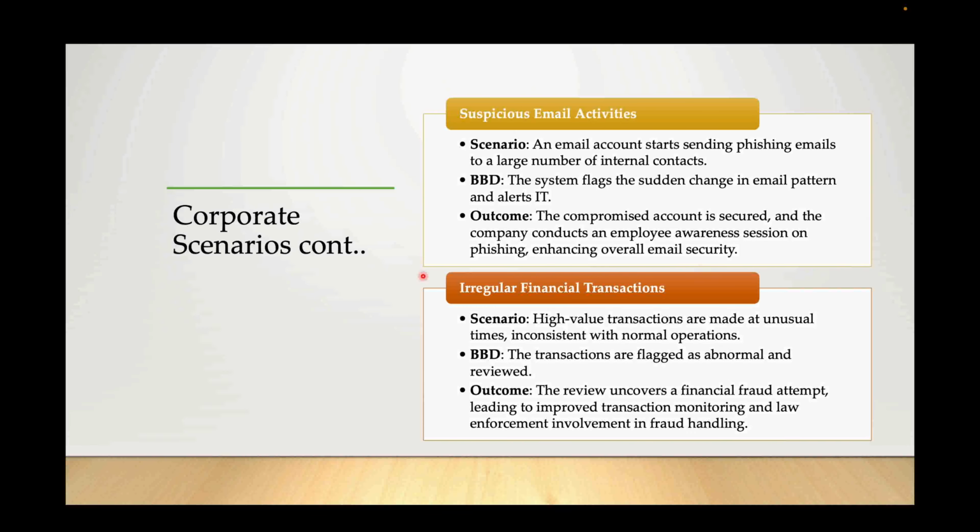enhancing overall email security. And the last one here, irregular financial transaction scenario. High value transactions are made at unusual times, inconsistent with normal operation. So what the system will do in this case? Well, this particular transaction will be flagged as abnormal and will be reviewed by someone. The outcome, the review uncovers a financial fraud attempt, leading to improved transaction monitoring and law enforcement involvement in fraud handling in certain cases.